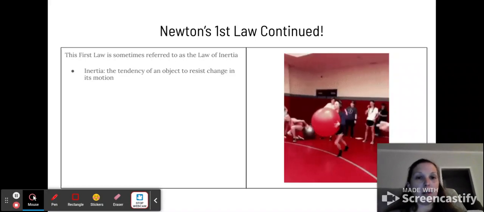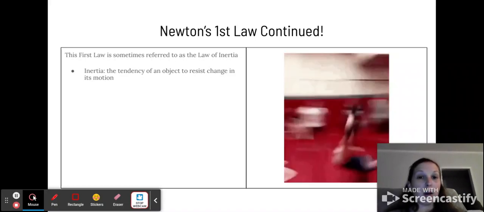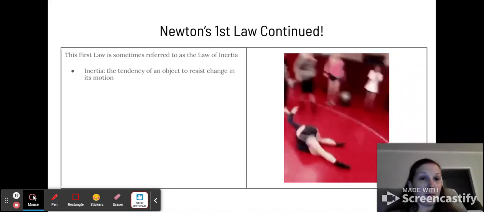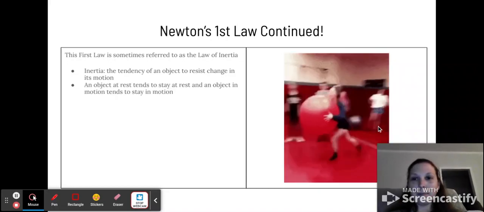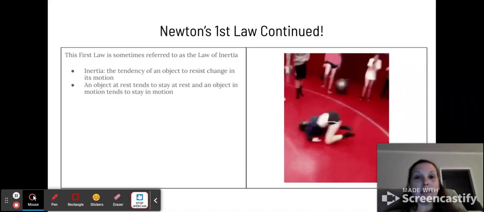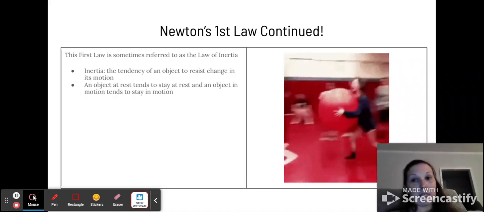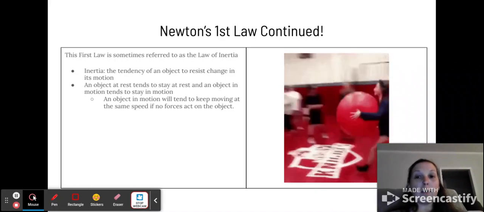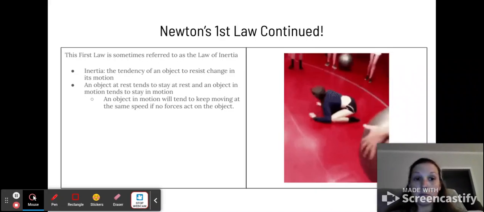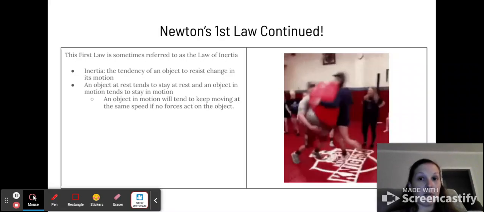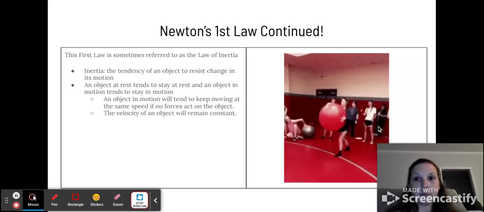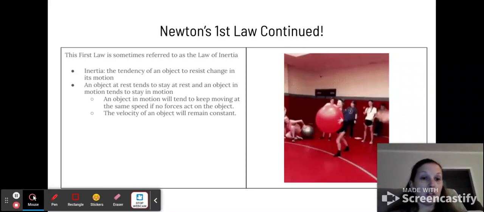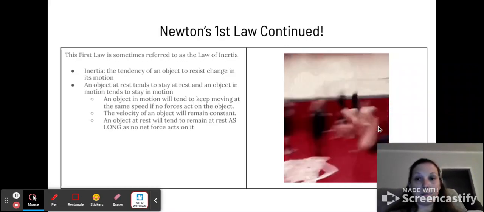So here, this person running with that ball would keep running if they didn't hit that brick wall of another person that slings them all the way back. An object at rest tends to stay at rest, and an object in motion tends to stay in motion. And the object in motion will keep moving at the same speed and in the same direction if no force is applied. The velocity of the object, again, should also remain constant because we shouldn't change the speed or direction.